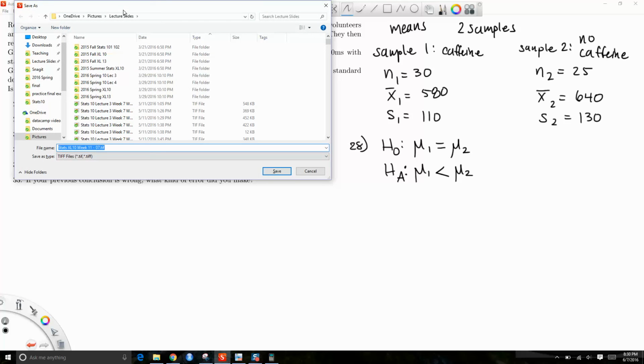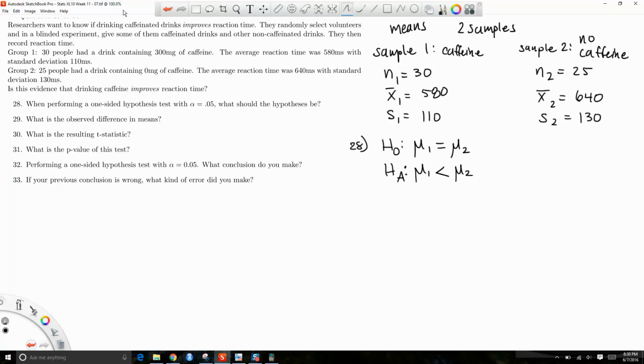But wait, isn't one the caffeinated one? Yeah, so sample 1 is the caffeinated group. They got the caffeine, and so we're expecting them to have better reaction times. Which is then what? Better reaction times mean it takes them less time to respond, okay? So just because it says something like improve doesn't mean we want the numbers to be bigger. So things like reaction time, improved or better reaction time means it's a smaller number, right?